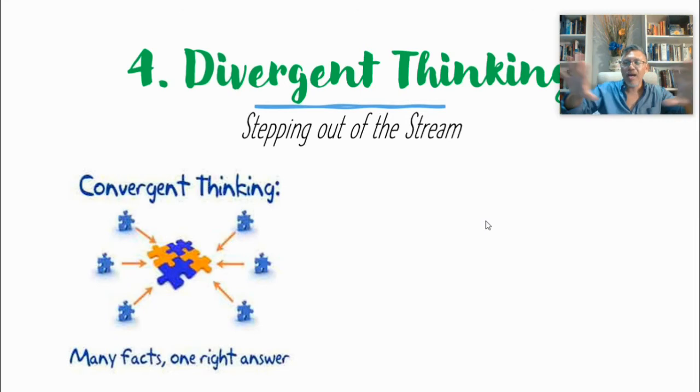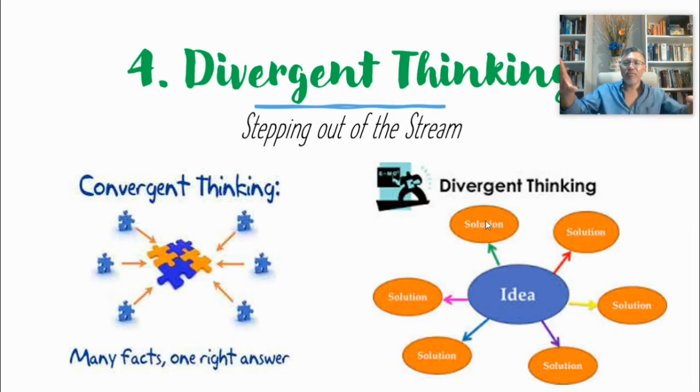Divergent means the opposite. You're going out. You want to get as many ideas as you can. You want to stray away from what everybody else might think and diverge from them. In this sense, people say what creativity really is about is stepping out of the common stream, right?